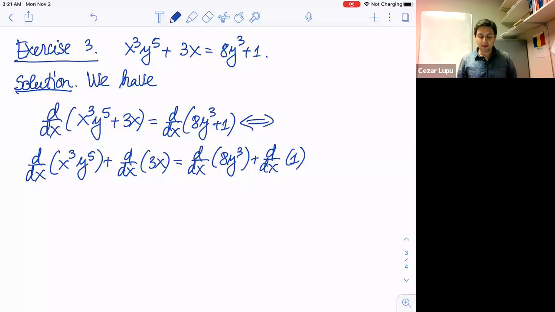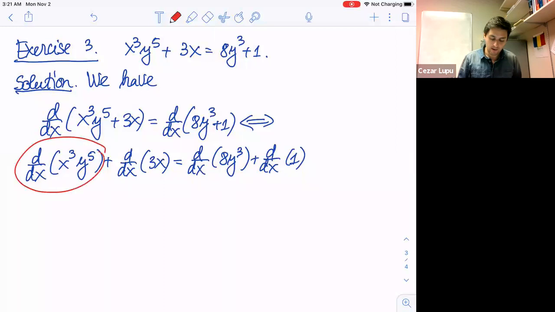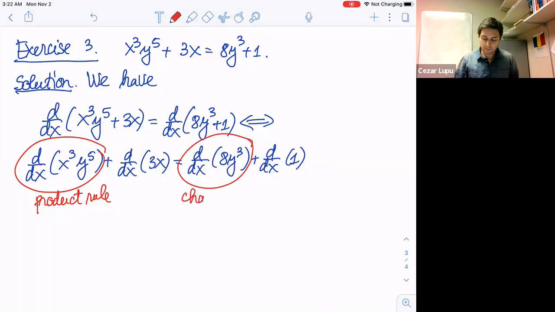All right. Now, if we look at this term here, we can apply the product rule, because I have the product of two functions. But also when you look at this term here, we would like to apply the chain rule, right? All right, let's do this.